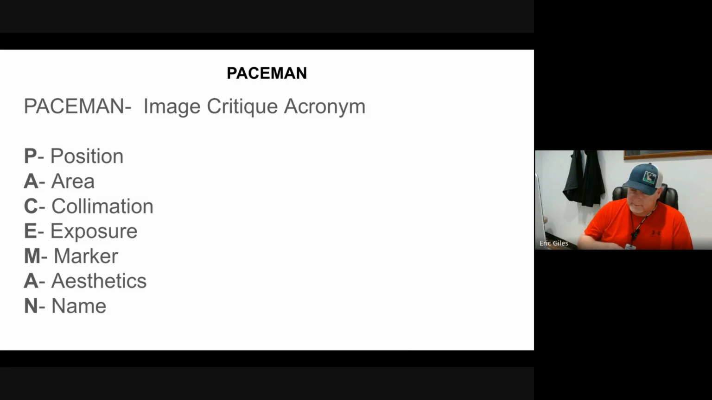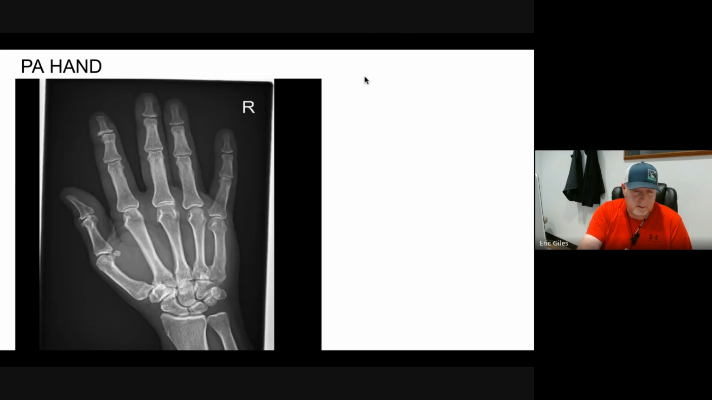So let's get started. Let's look at a hand series. So a hand series, we're going to do a PA, an oblique, and a lateral, right? So let's look at a PA hand. Now, when I say PA hand, it means that the X-ray energy is entering the posterior part of the body and exiting the anterior side of the body. So it's a PA. So our hand is sitting on the image detector, okay?